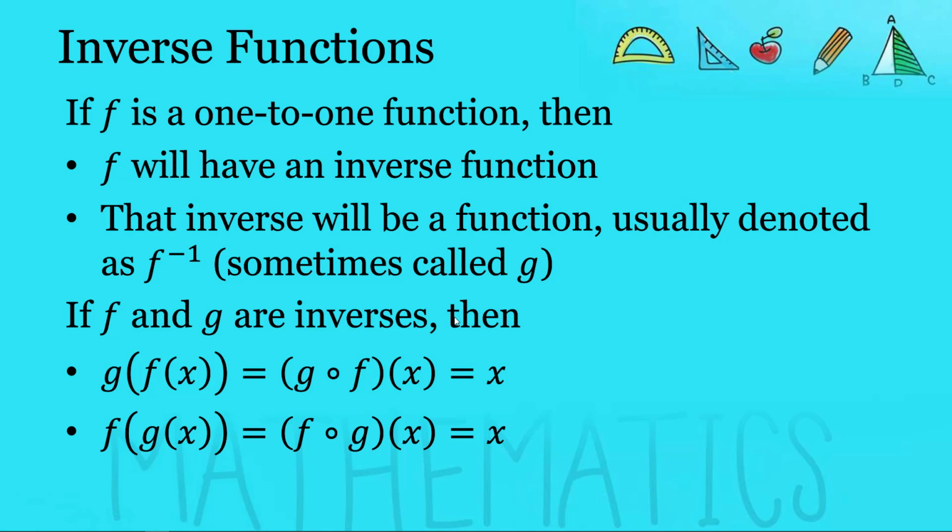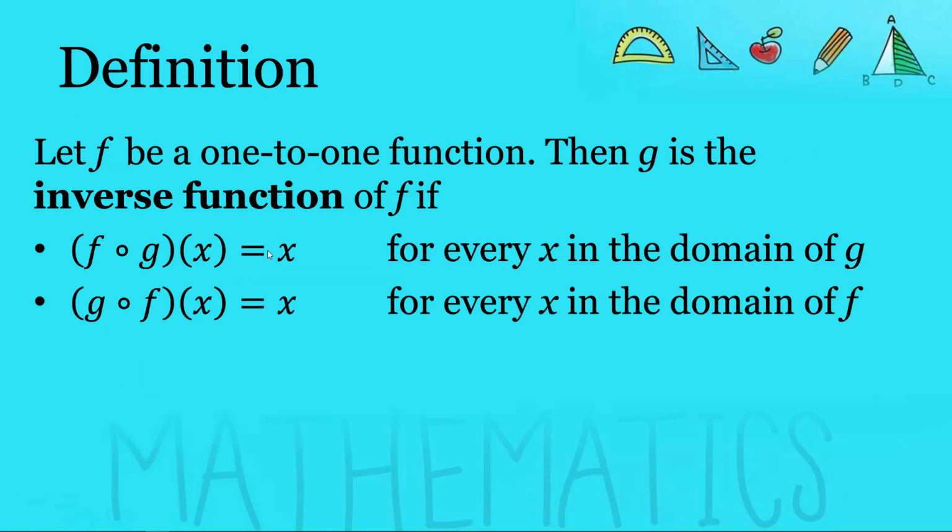Now keep in mind, remember that in general, the composition of g and f is not always commutative. But in this case, when you're dealing with an inverse or when you're dealing with one-to-one functions, it is. So the strict definition for an inverse function is this. Let f be a one-to-one function. Then g is an inverse function of f if, once again, the composition of f and g of x gives you x for every x in the domain of g, because we're starting with g.